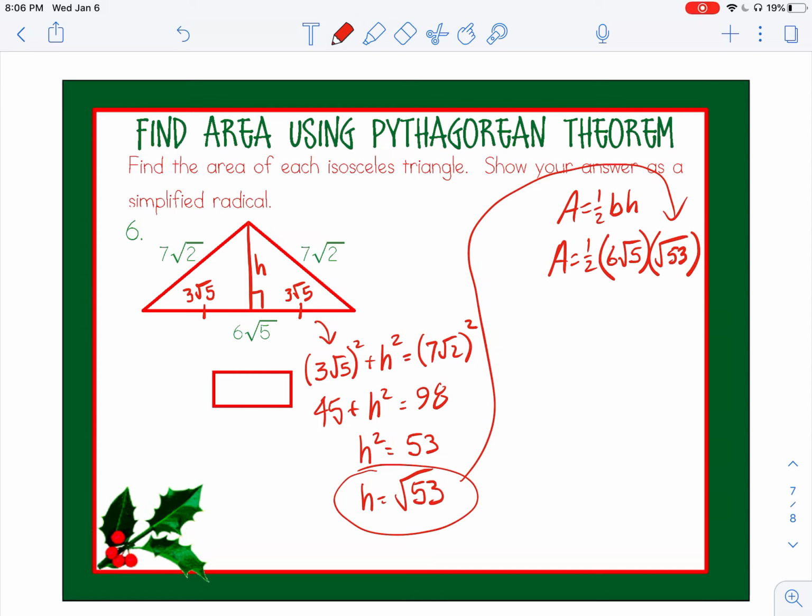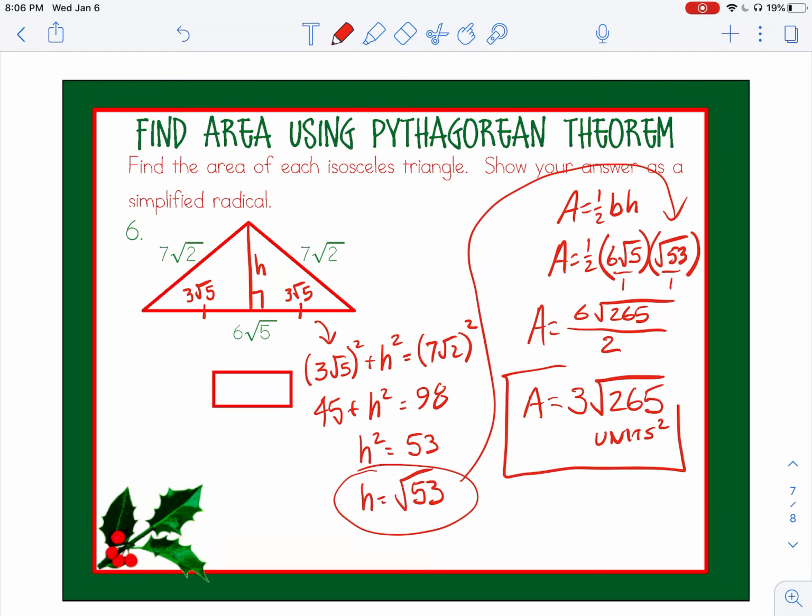All right, and finally, you just have to work with radicals. And so if it helps you see it, remember, each of those can be thought of as fractions. Now you just multiply everything across the top. And 5 times 53 gives you 265. And of course, on bottom, 2 times 1 times 1. And the last thing to do is the 6 divided by 2. And believe it or not, the square root of 265 will not simplify, so that's it. And just like the last example, I forgot units. So whatever the units are would be squared because we're talking about area.